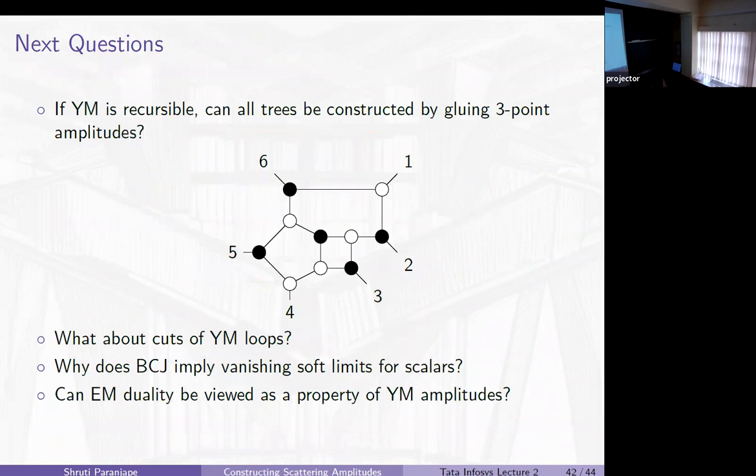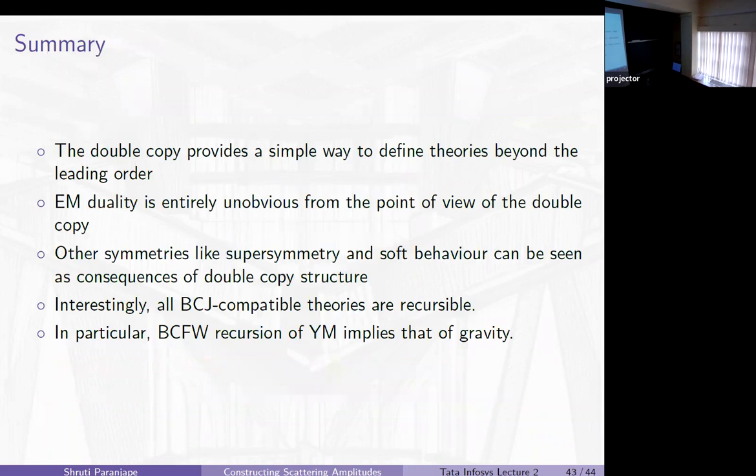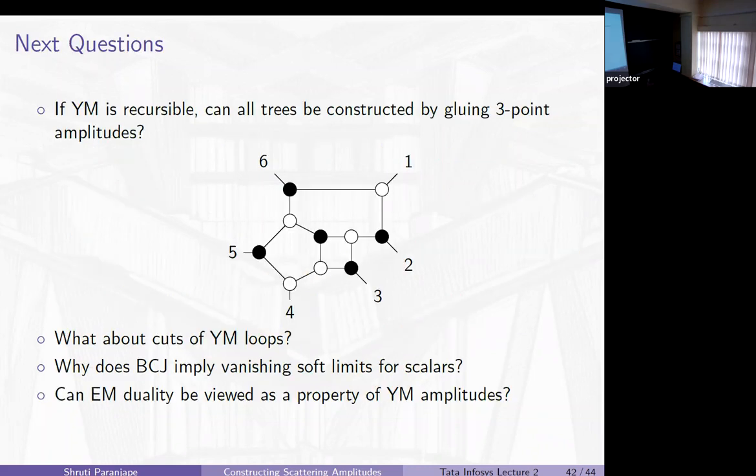Okay, so Yang-Mills is recursable. There is this BCFW construction. So next time we look at how you can put on-shell stuff together to get the Yang-Mills amplitudes and how much juice you can get out of that, which is related to this story of positive geometry. So that's kind of where we're going next. And yeah, maybe I should end here and see if there are any questions.